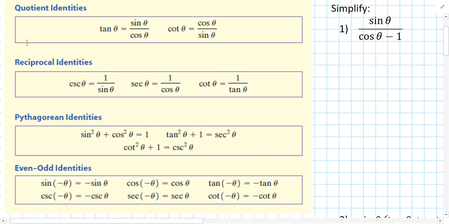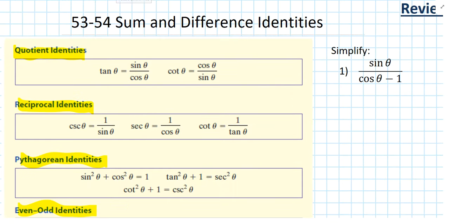But this block is what we would call our basic identities: our quotient identities, reciprocal identities, Pythagorean, and even-odd identities. In the last video, these were called tangent and cotangent identities. I guess that's another name for them. I personally have always known them as the quotient identities.